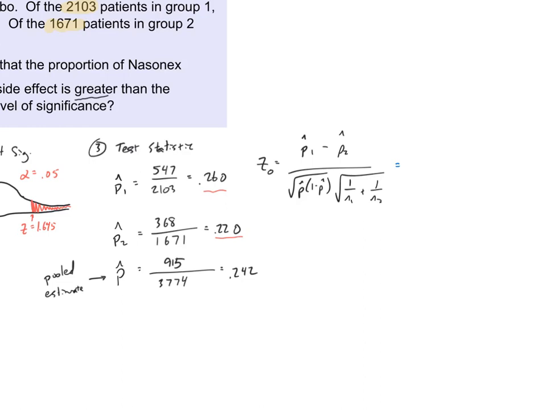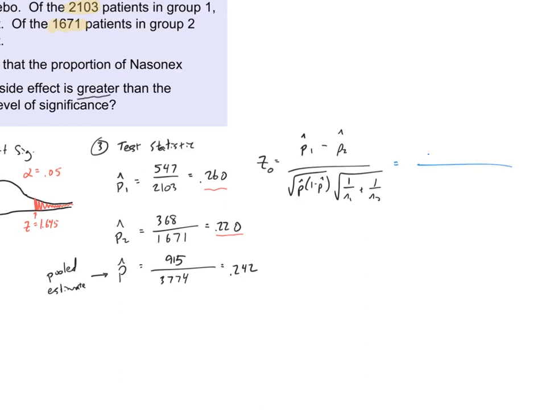All right, so up in the numerator, first P1 hat, .260, then P2 hat, .220. Under the first square root, that's the pooled estimate, .242 times 1 minus .242. And then the other square root, 1 over the first sample size plus 1 over the second sample size. Okay, that's where everything goes.